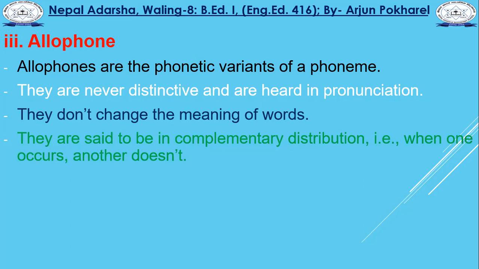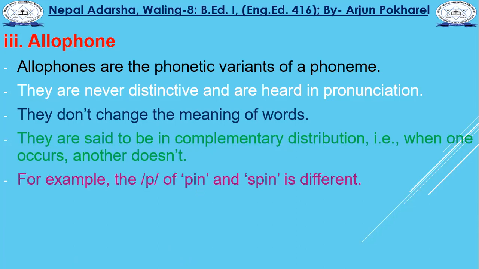That is, when one occurs, another doesn't. In the position where one type of pronunciation occurs, another type of pronunciation does not occur. So they are said to be in complementary distribution. For example, p in pin and spin.